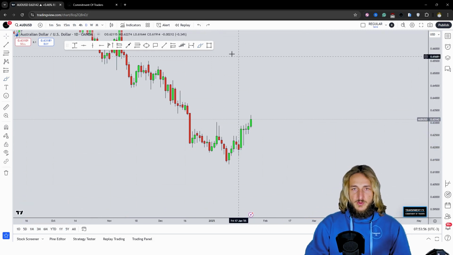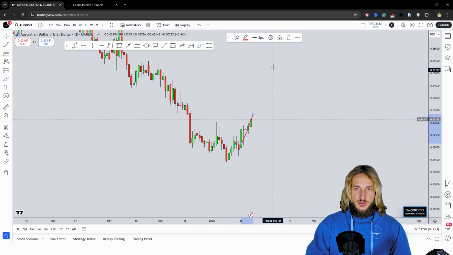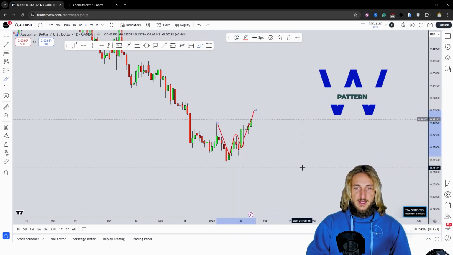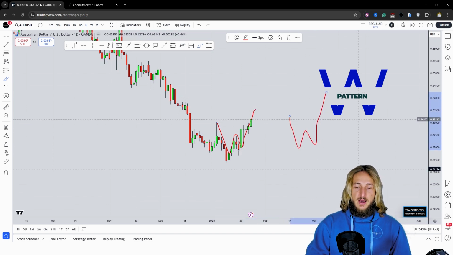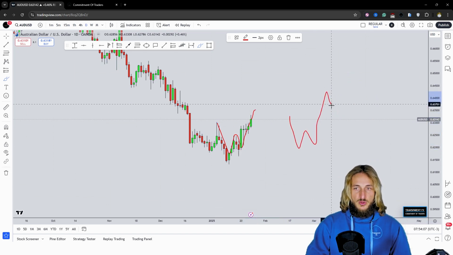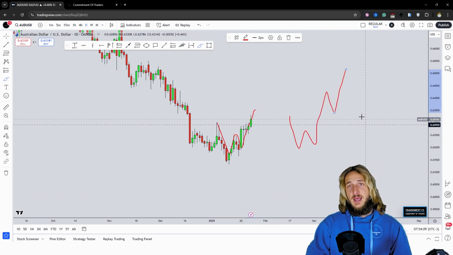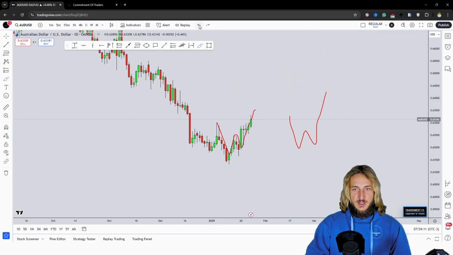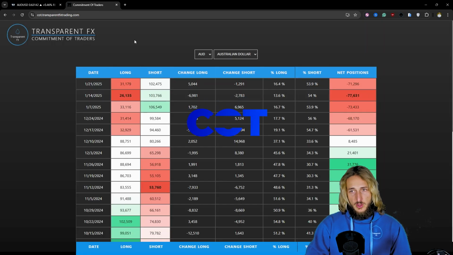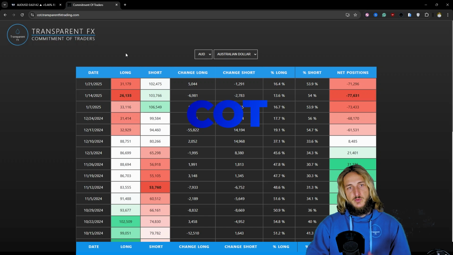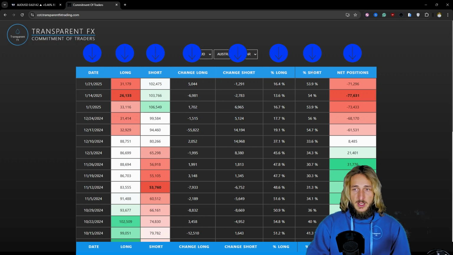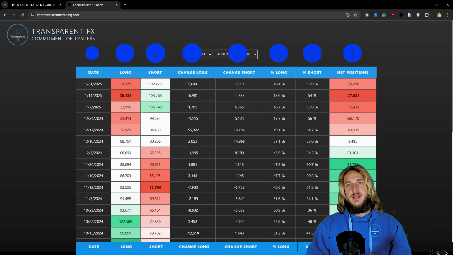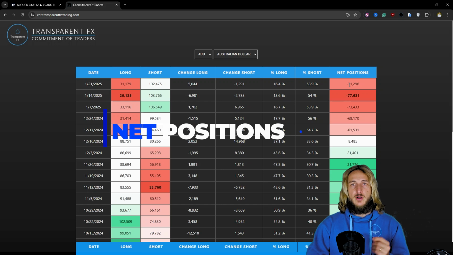But at the moment, we can notice how in creating this rejection to the upside, the market is also currently printing this overextended W formation. Now, usually after the creation of an overextended W, the market first provides a correction and then the continuation to the upside. Now, if we go and see what we have when it comes to the commitment of traders, so what the big players in the market are doing, we can see how with the last reports, net positions have once again started to increase.